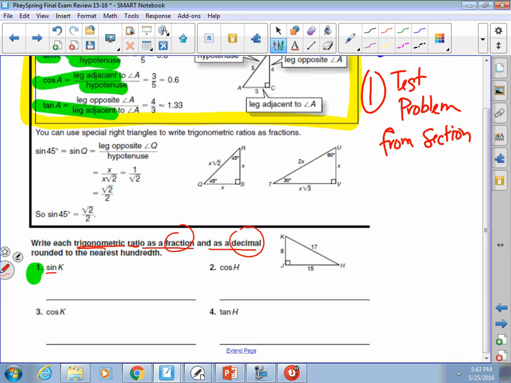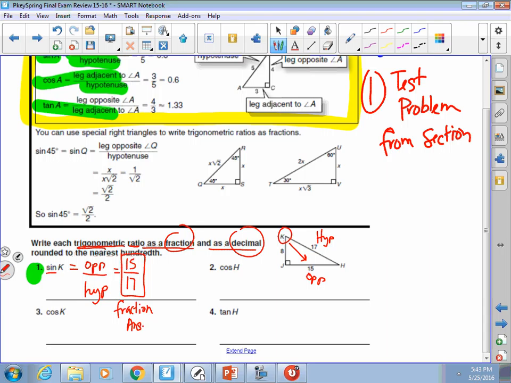So if I do sine of k, sine means opposite over hypotenuse. So I go to k, I circle my angle, I look opposite. Opposite is my 15. Find my hypotenuse. That is my 17. So the answer is 15 over 17. This is the fraction answer, which is what they're going to ask on the test.